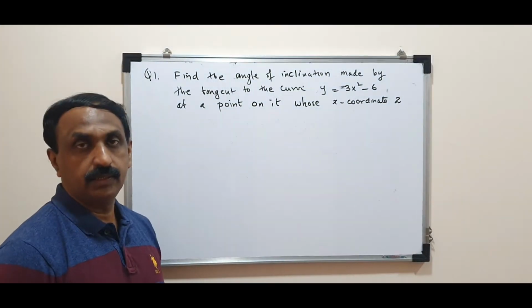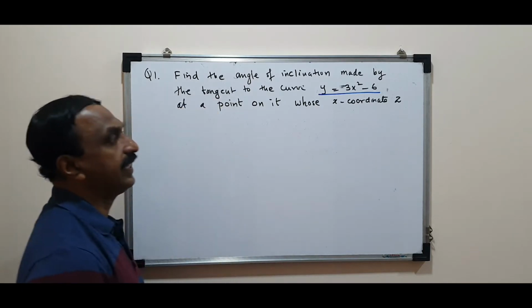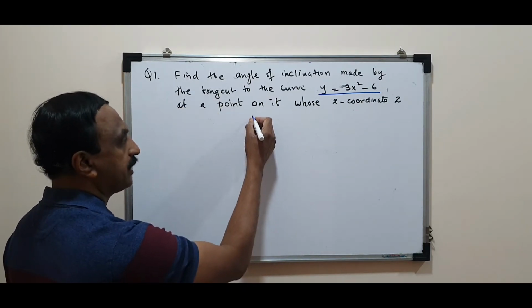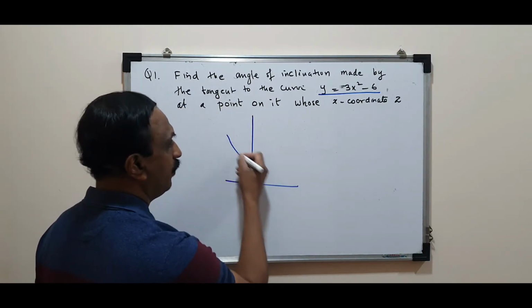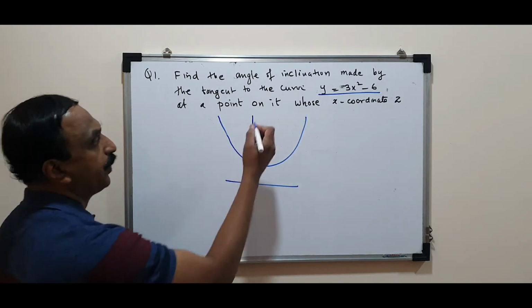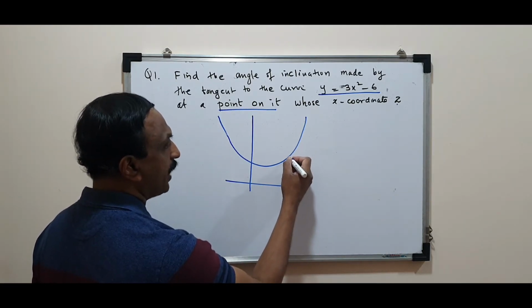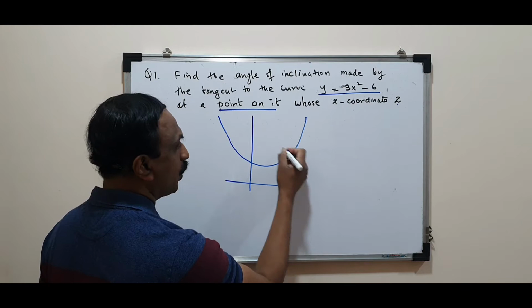Let's have a look at this problem. A curve y is equal to 3x square minus 6. So let's imagine the curve to be something like this. Let's imagine this curve. There is a point on it whose x coordinate is 2. So let's imagine the point here whose x coordinate is 2.